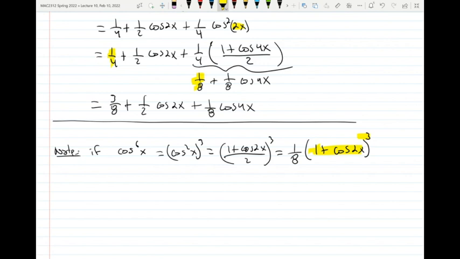But the odd cases, we know what to do. We already discussed it, okay? So just keep that in mind. So for example, what would this be?